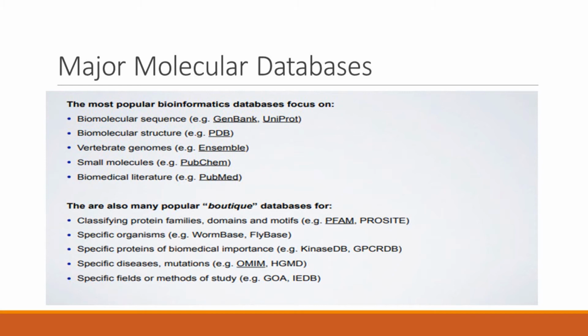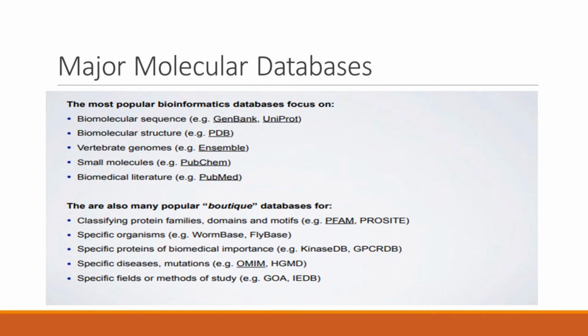The first one is classifying protein families or domains and motifs, such as PFAM, PROSITE, PRINTS. These are also secondary database types, which depend on the study related to the alpha and beta sheets of the protein. Next one is specific organisms like FlyBase or WormBase. These databases are highly specialized for a particular species or organism.